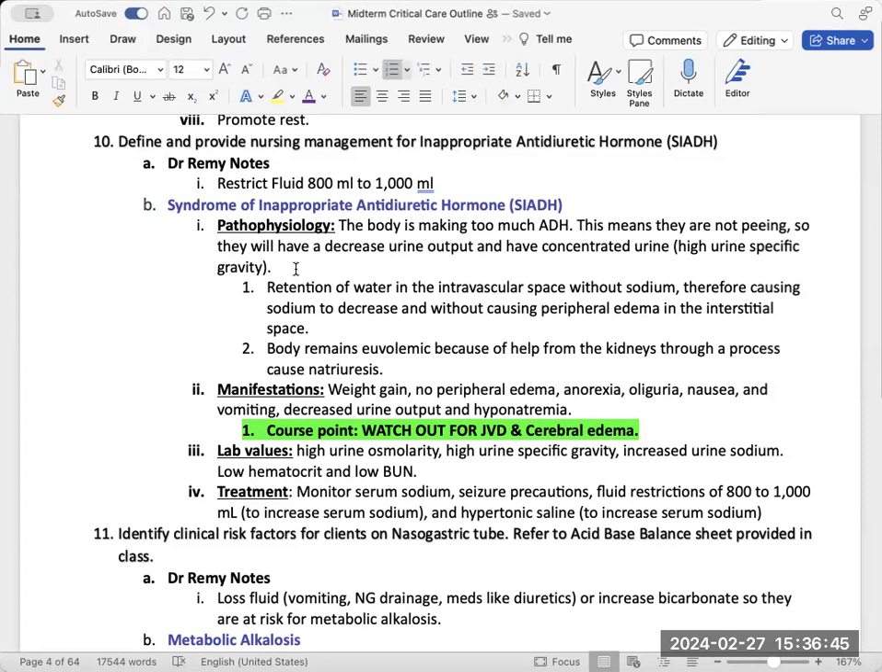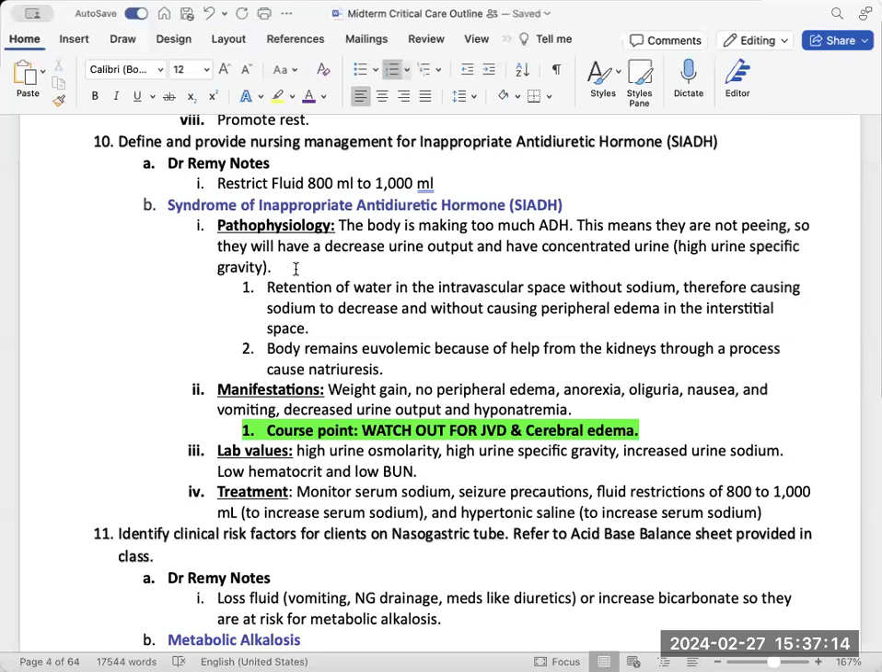They'll have weight gain because they're retaining water. They'll have oliguria. Like I said, they have too much antidiuretic hormone, so they're not peeing. They'll have nausea and vomiting, and they'll have hyponatremia. Why? Because the water is building up in the intravascular space, which is going to dilute the sodium that's in the blood, which is going to lead to hyponatremia. So low sodium levels of less than 135.